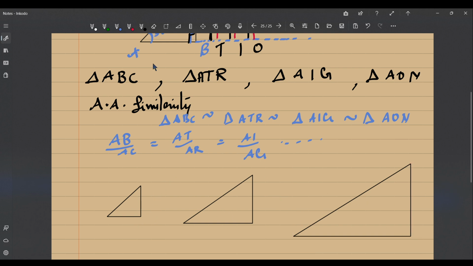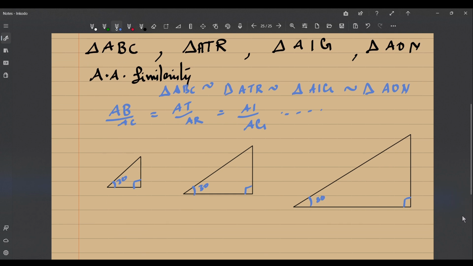All of them, what do they have in common? Right triangles, right angle triangles, 90 degrees. And let's also say that this angle is 30. All these angles are 30 degrees. So now all the three triangles are similar to one another because two of their corresponding angles are equal. So I have assumed that this is 30. So this is also 30. This is also 30. So what do we know about the corresponding sides?